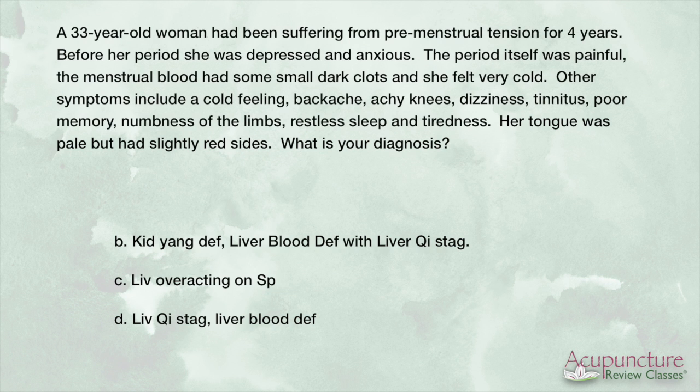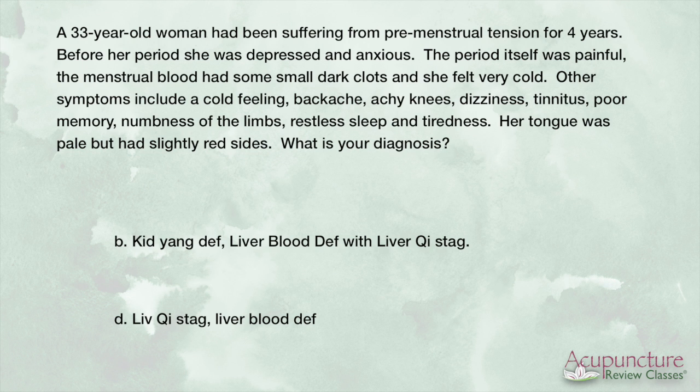Now, when you go back and read the case, I know that if you're taking your nationals exam, they give you a little whiteboard that you can erase. Maybe you want to put the symptoms on there. So the first one, she has premenstrual tension, which tells me that we probably want liver qi stagnation in the answer. So I'm thinking I might eliminate C. Before her period, she's depressed and anxious. Her periods are painful. The menses blood has some small dark clots, and she feels very cold.